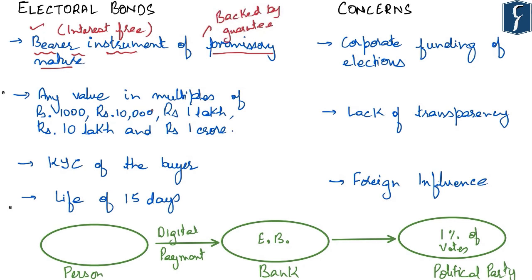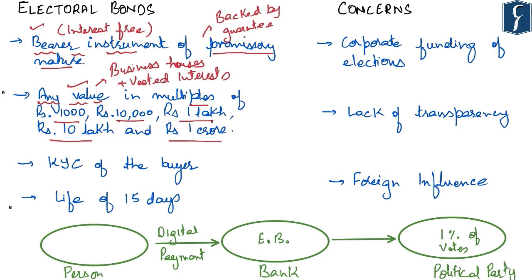The second important aspect is that an electoral bond can be issued of any value. It means that it puts no limit on the donation to be made. The donation can be made in multiples of rupees 1000, rupees 10,000, rupees 1 lakh, rupees 10 lakh, and rupees 1 crore. We can see that through this mechanism, business houses and vested interests can make donations to political parties. Since we talked about transparency and electoral bonds were expected to fulfill that, the KYC of the buyer will be done, and electoral bonds can be bought at specific SBI branches. At the same time, these bonds will have a life of just 15 days. It means that whenever an electoral bond is bought, it has to be redeemed in 15 days.